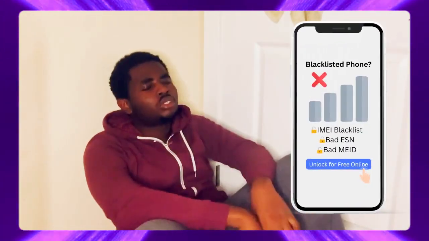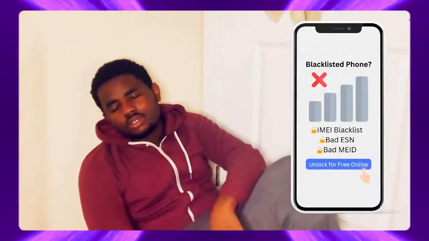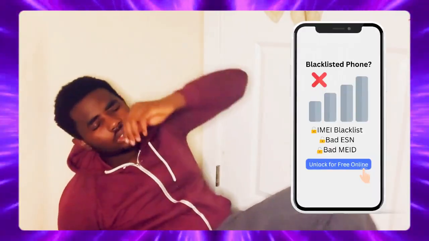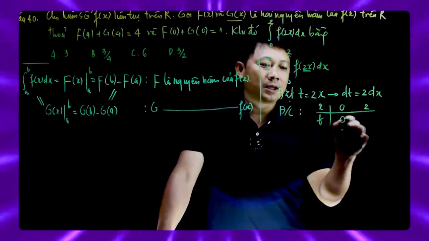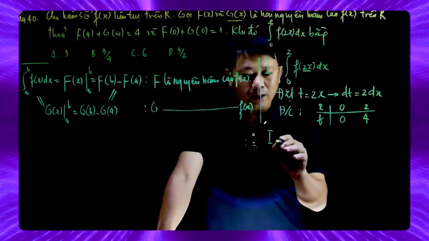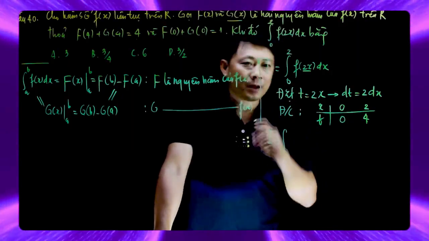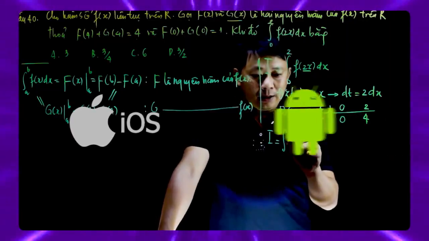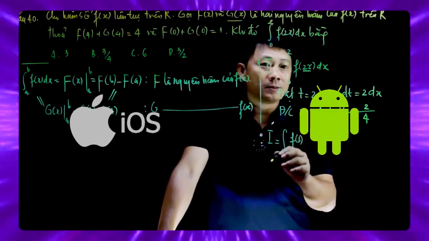If you're stuck with a blacklisted IMEI and unable to connect your device to any network, you've come to the right place. In this video, we'll guide you through the best ways to unblock or remove a blacklisted IMEI from your device. These methods work for both iOS and Android devices, no matter the brand or carrier.